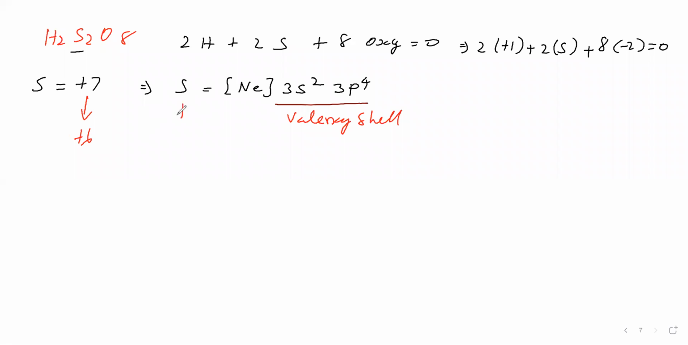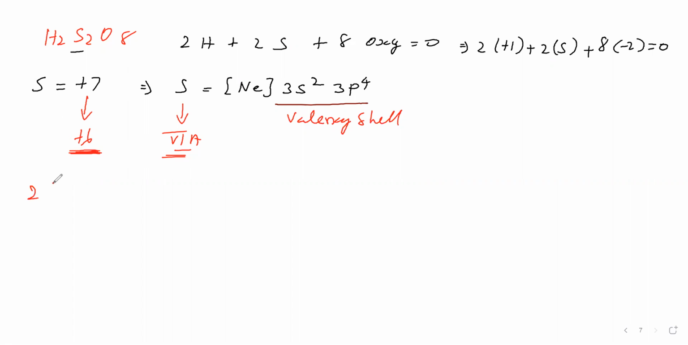Its group number is 6A, so group number is 6. Therefore, its maximum oxidation number is +6. Take sulfur oxidation number as its maximum, +6. Then find sulfur, then find oxygen. How many peroxides? How many superoxides?